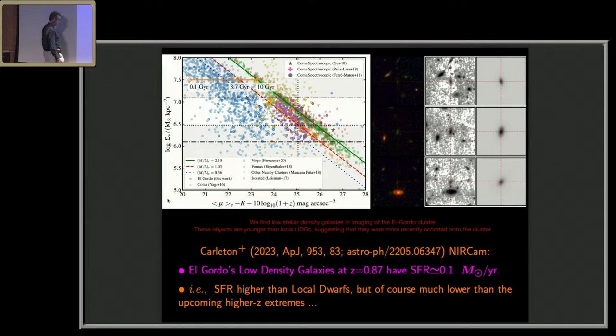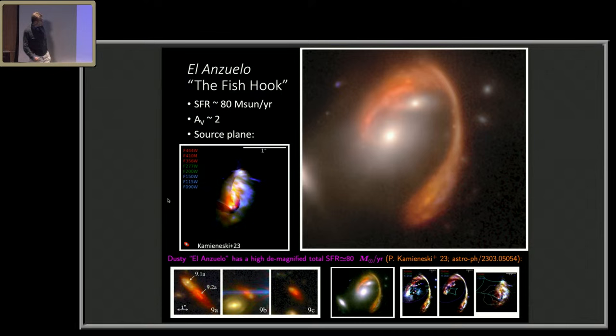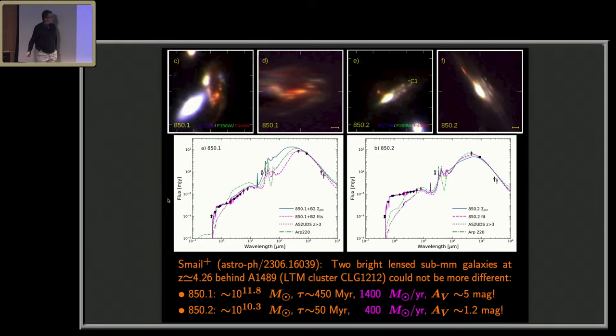Now we get to the higher star formation rates. As I said, El Anzuelo has 80 solar masses a year. This is it delensed, with a very dusty core and some asymmetric disk. And this is one of these beautiful things you can do with good lensing models, as in the paper by Kamieneski et al.